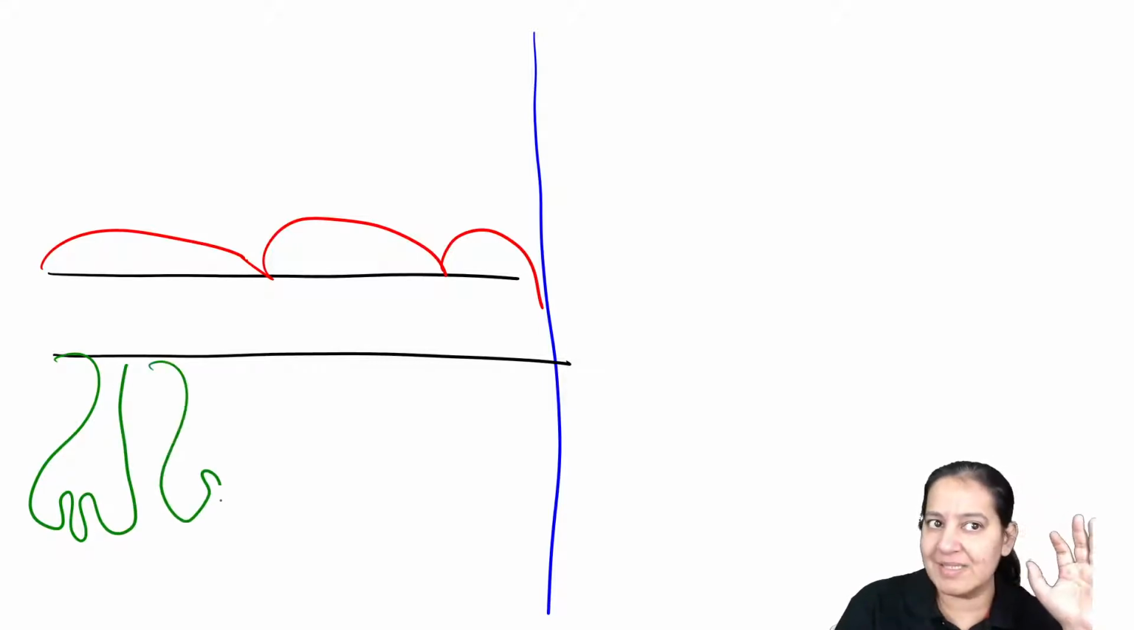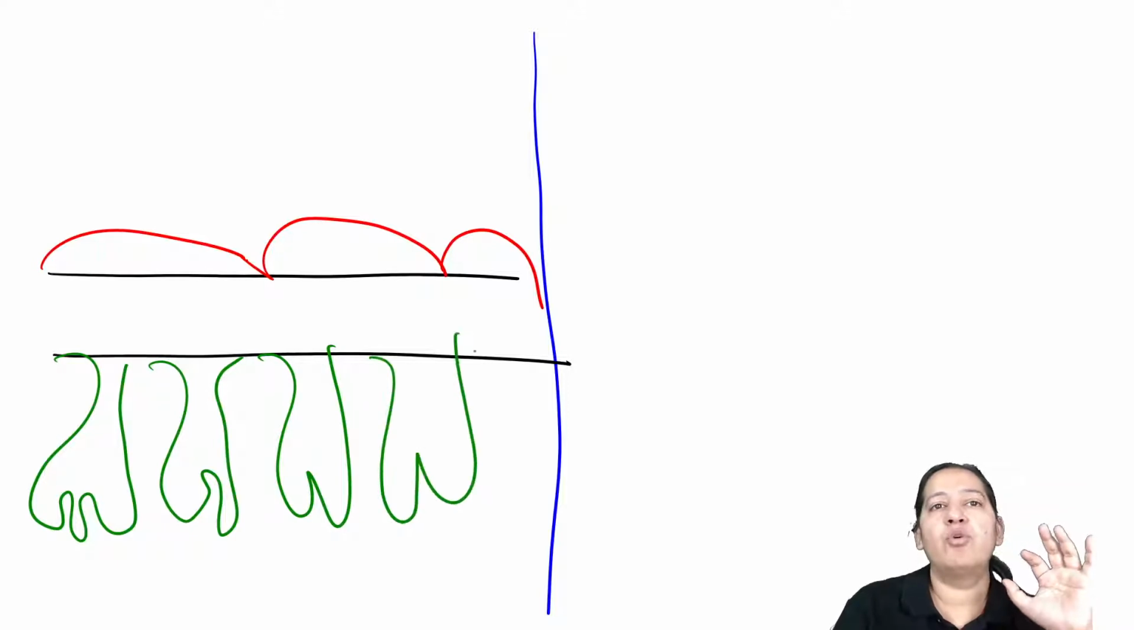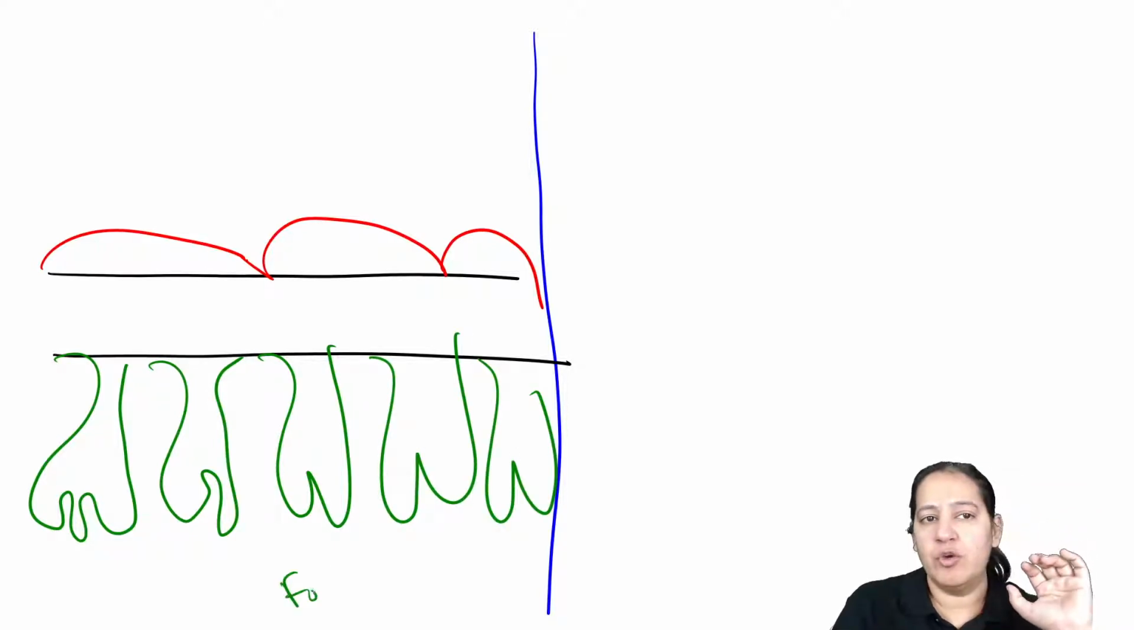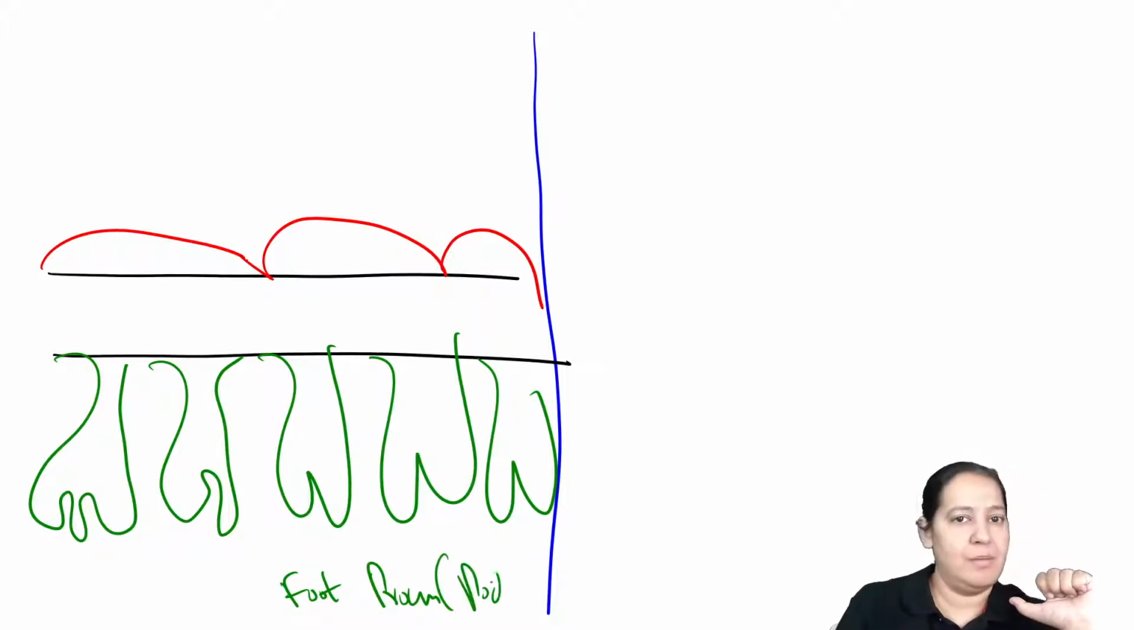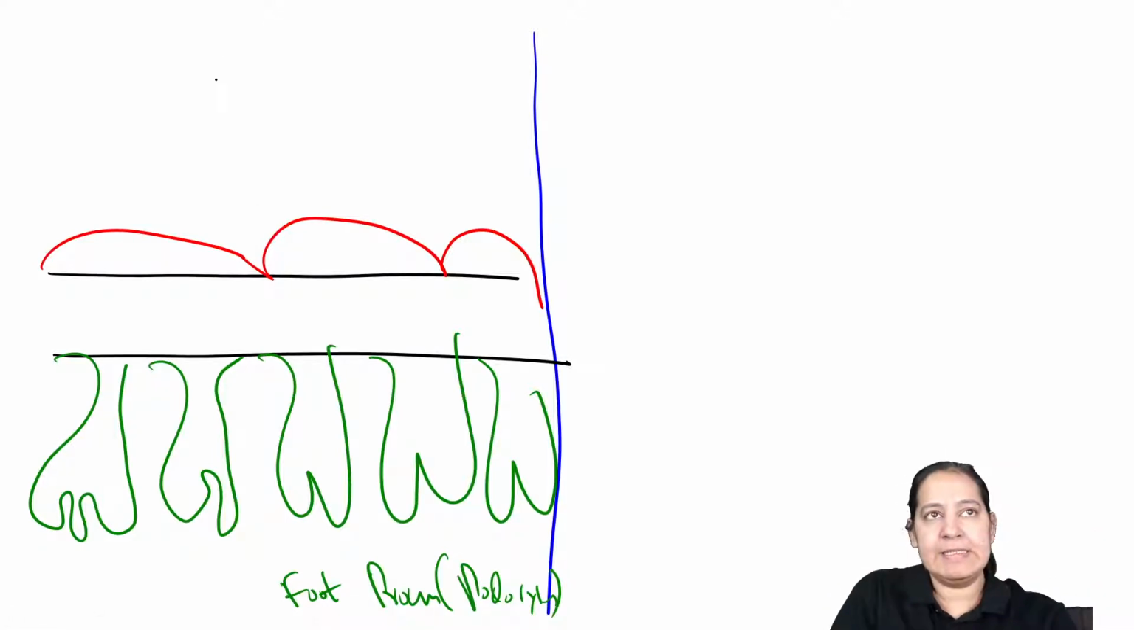What is known as podocytes? See the shape of the cells. The shape of the cells is like the foot of a human. That's why they are known as foot processes, also known as podocytes, right? This is normal.